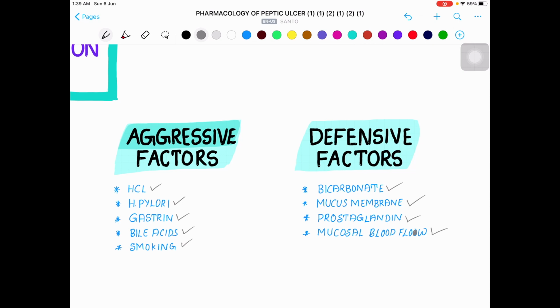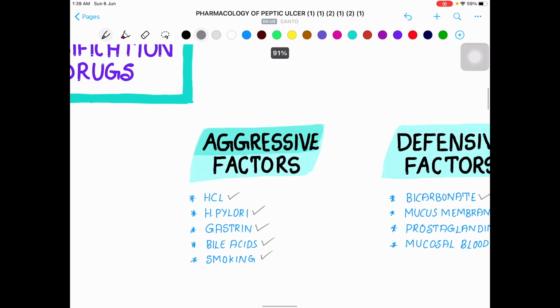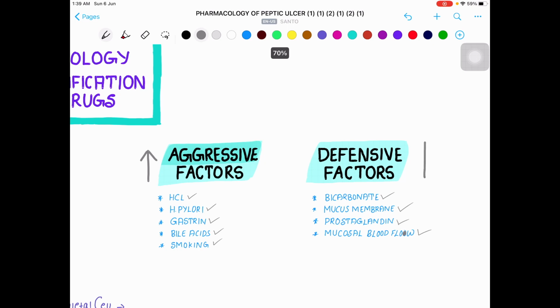In normal condition, a balance is there between the gastric acid secretion and the mucosal defense. If the aggressive factors increase or the defensive factors decrease, this can lead to epithelial injury. That means it causes peptic ulcer.